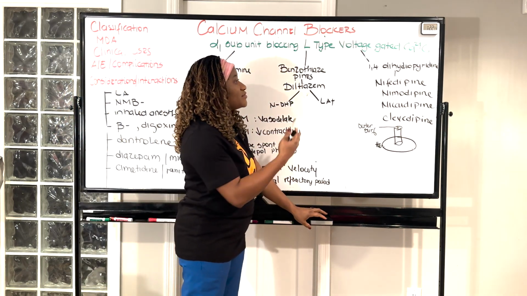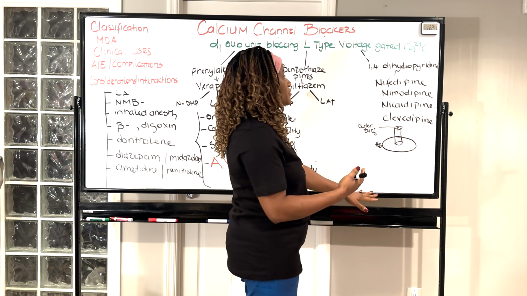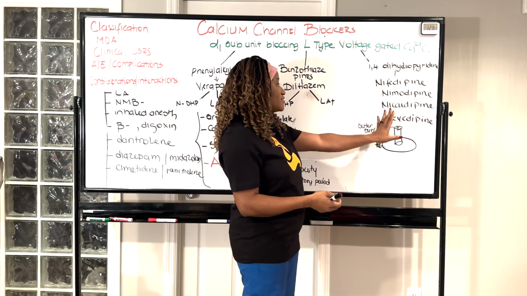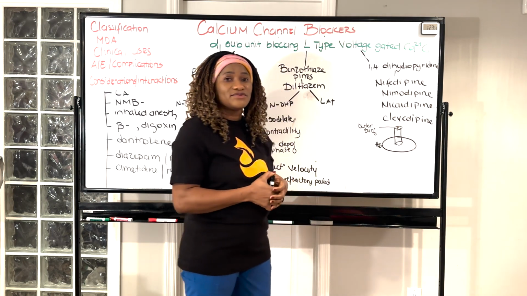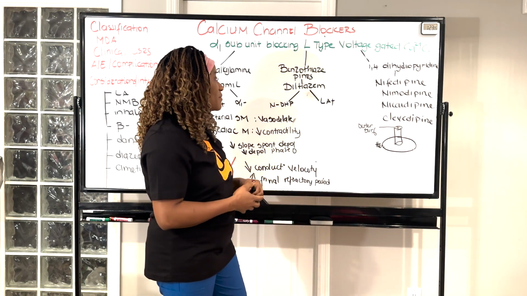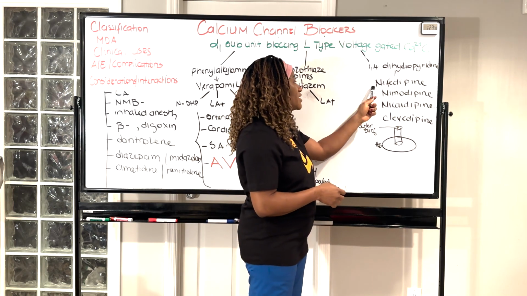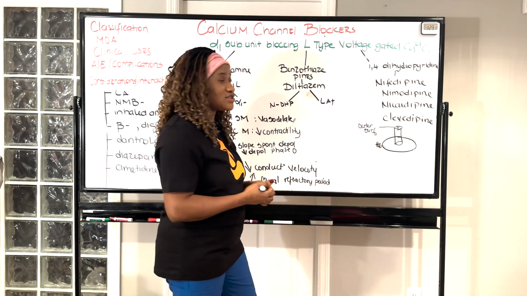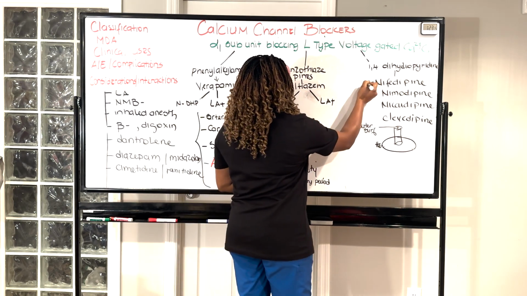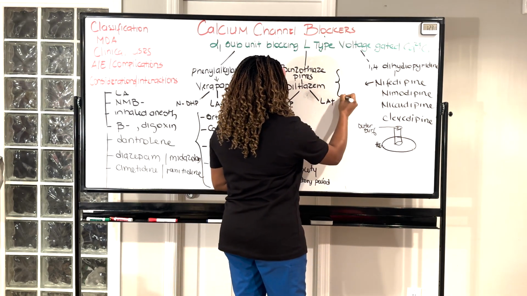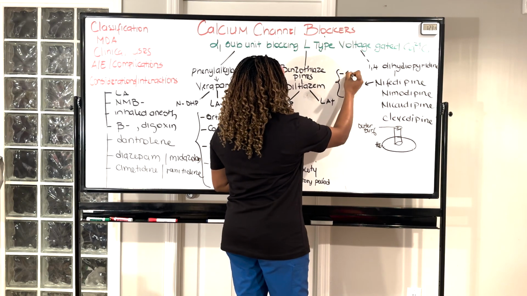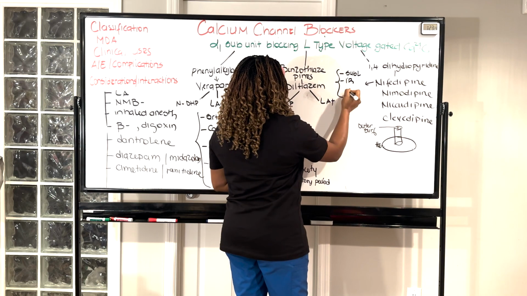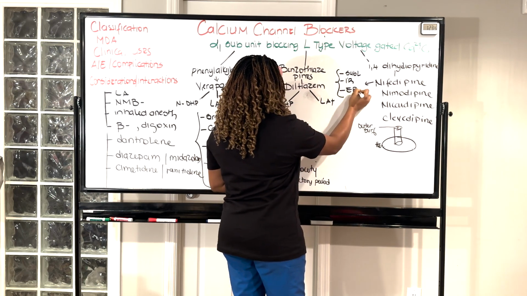Now let's talk about the dihydropyridines. We already saw how they work. I'm going to touch base on each drug and just give you the main points to remember. So nifedipine comes in 3 dosage types. You have the sublingual, the immediate release, and the extended release.